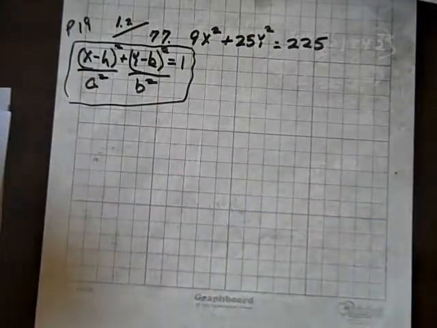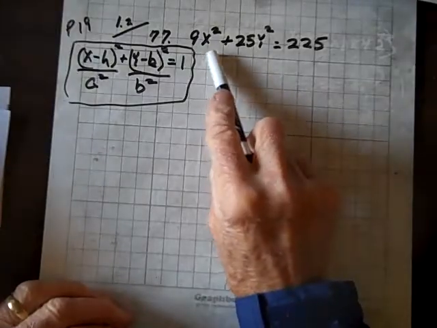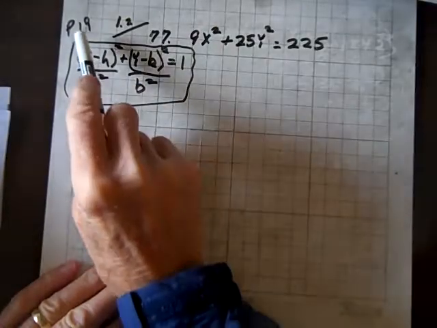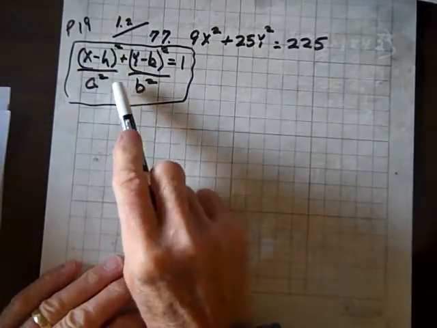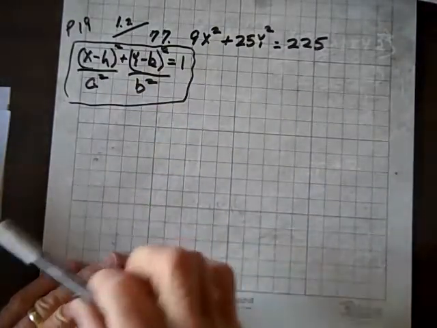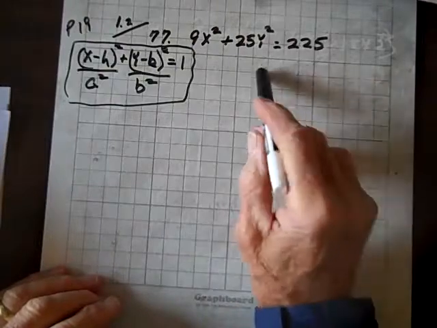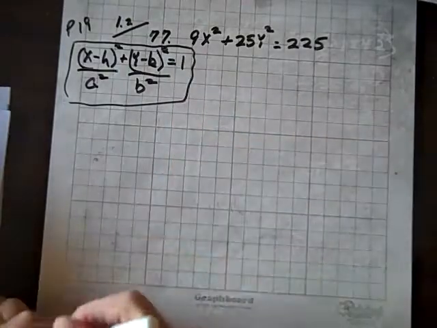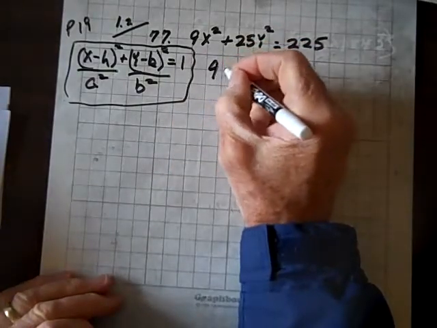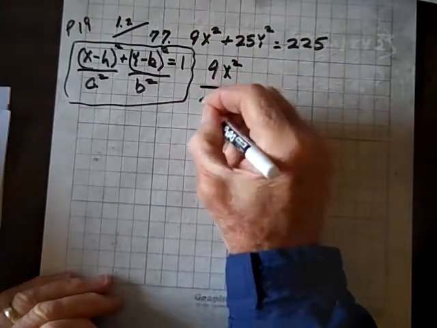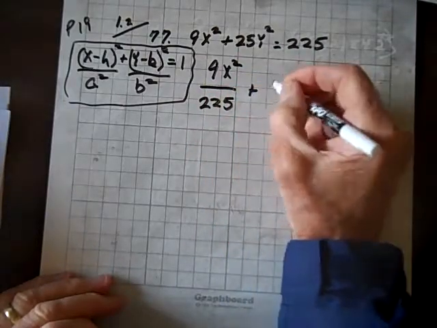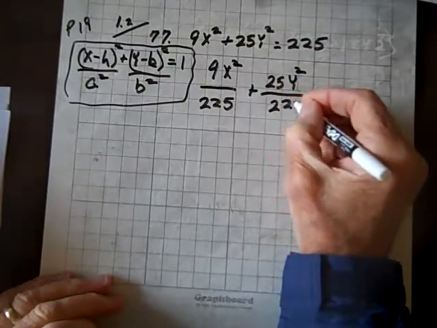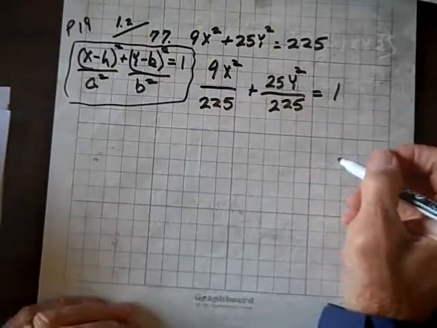Okay, now we're doing question 77, and this is an equation of an ellipse, we have to write it in standard form, and here's standard form, as you'll see on page 19, equation 3 defines that. Okay, so our first step is to divide both sides by 225 to get a 1 in that position. So we're going to have 9x squared over 225 plus 25y squared over 225 equals 1. Got that job done.